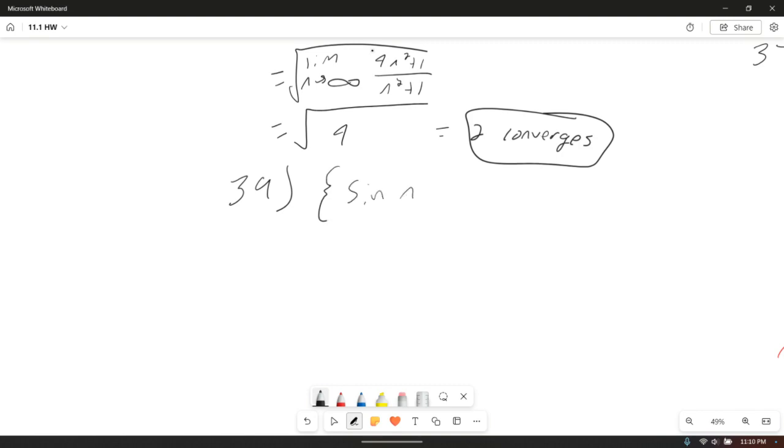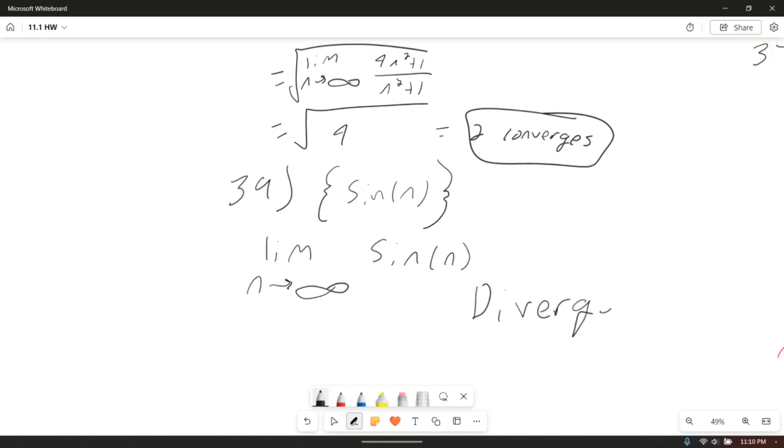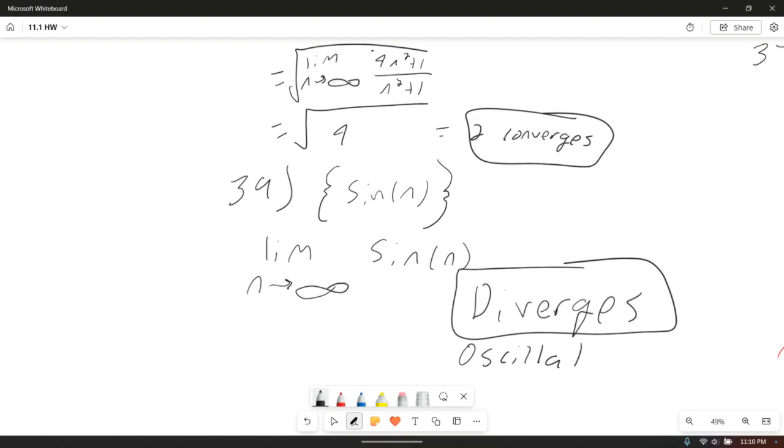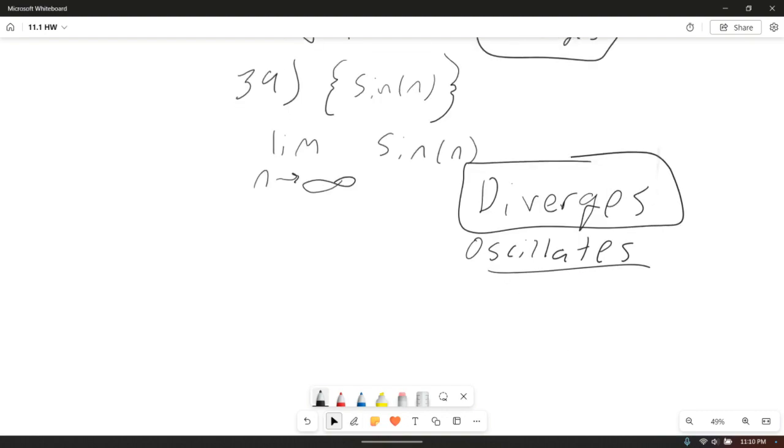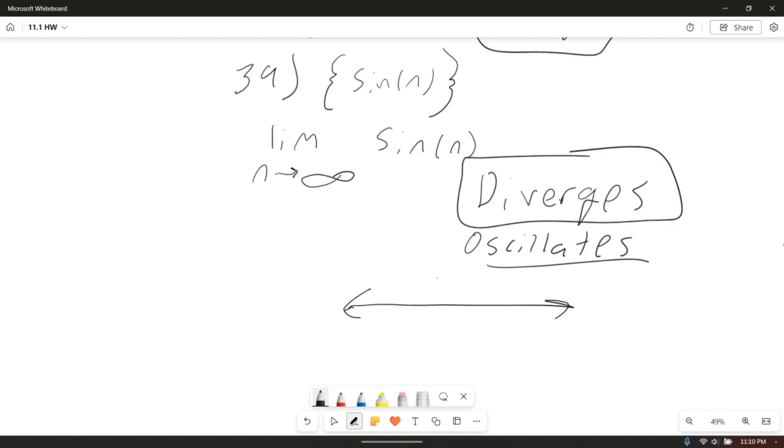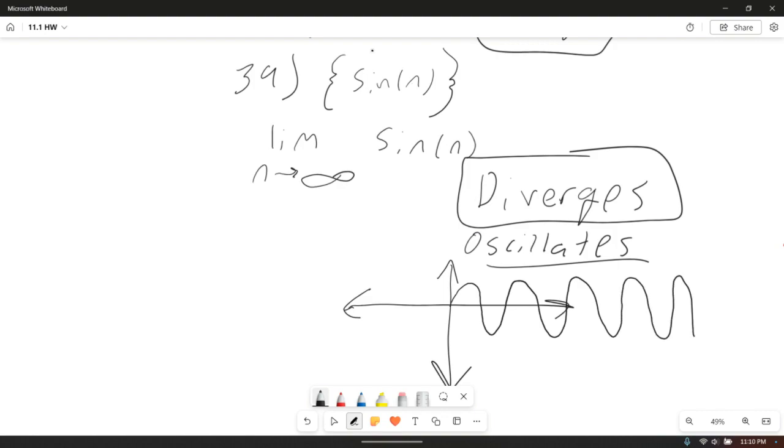Sequence of sine of n. So here we could just try to do it directly and pretty easily. And there's no trick here. It just diverges, right? It just oscillates. If you think of a sine function, that's all that it does, all the way to infinity.